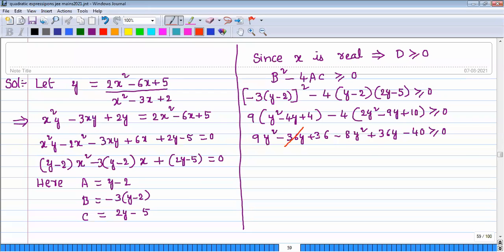So minus 36y plus 36y cancel, correct? So next, 9y square minus 8y square, we get y square, plus 36 minus 40, that is minus 4, greater than or equal to 0. This is a square minus b square form. So y square minus 2 square greater than or equal to 0. A square minus b square can be written as the product a plus b into a minus b. So we get y plus 2 into y minus 2 greater than or equal to 0.